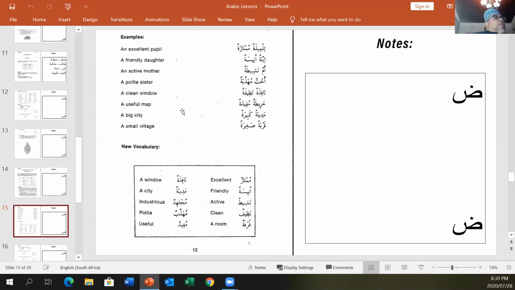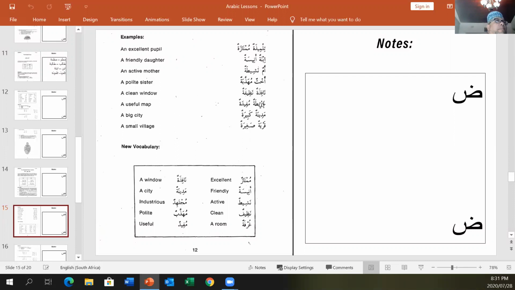Next one, kharitatun mufidatun. Kharitatun is a map, and mufidatun is useful. Can you remember, one of our honorable sheikh's book's name was Al-Mufida, the useful? Amin Fakir's book, Al-Mufida, it is the useful book. So here we say kharitatun mufidatun, a useful map. So if we must say, for example, a useful pen, how would you say that?